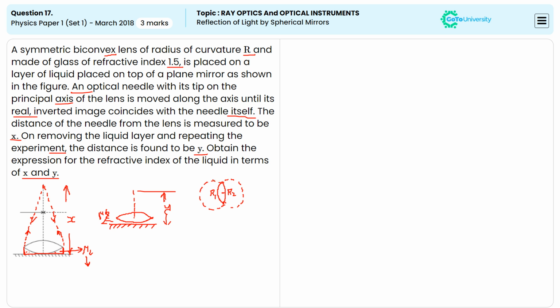Now, we know that when the image of the needle coincides with the needle itself, its distance from the lens is equal to the relevant focal length. With the liquid layer present, the given setup is equivalent to a combination of the given convex lens and a concave plano liquid lens. Then we have to find the equation for the total focal length. First I am going to take without liquid.